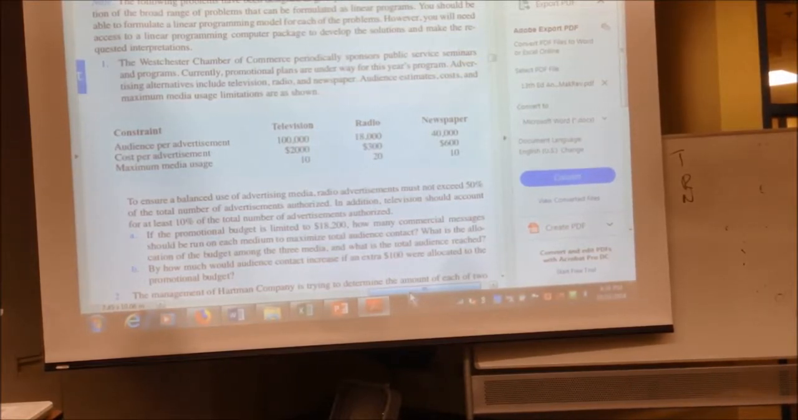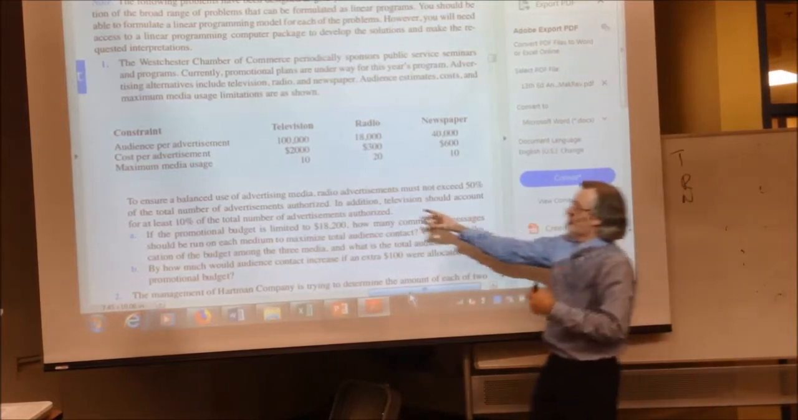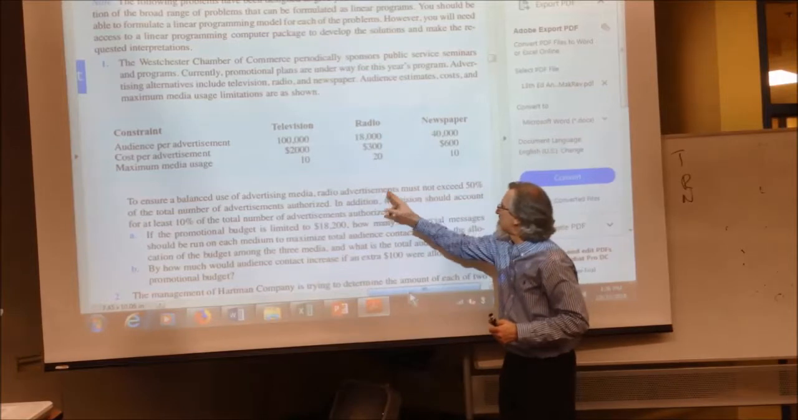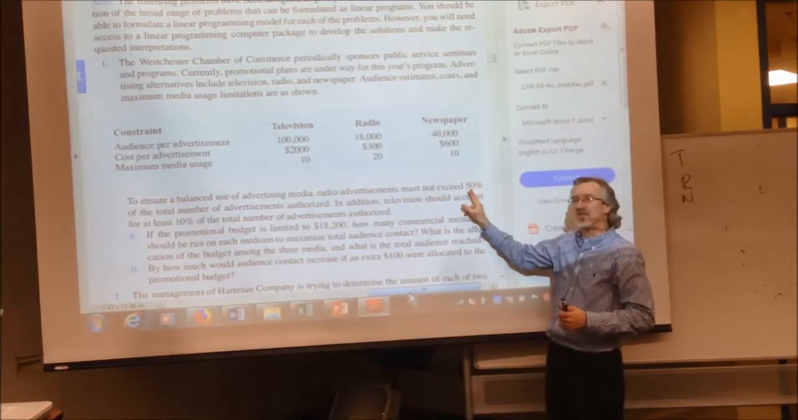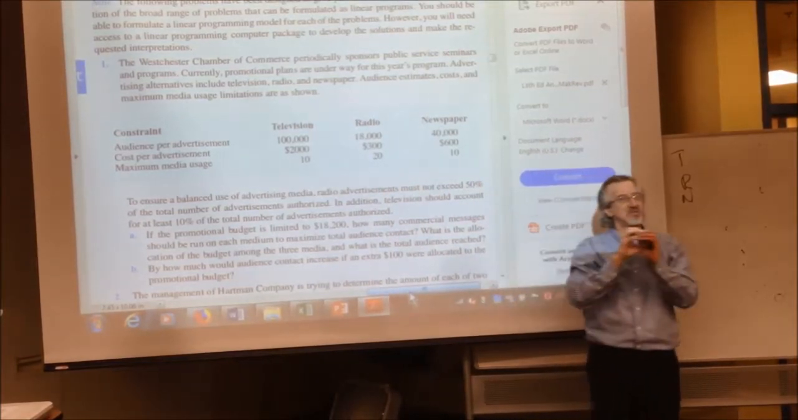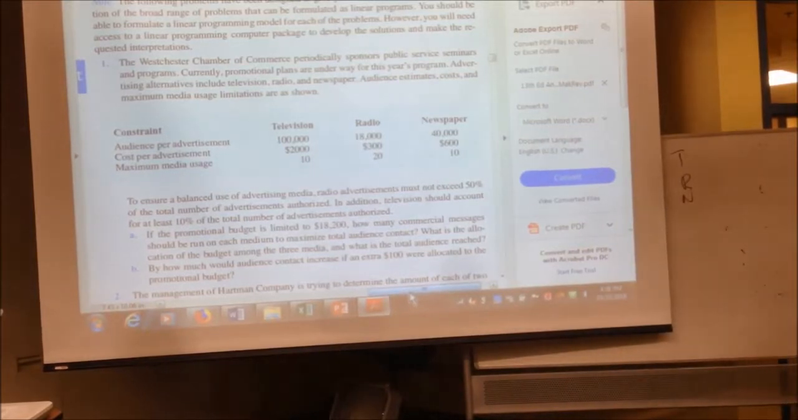You ready? My hint, when you get these sentences like this, you got a lot of these coming up, is to write it out exactly as it reads, and then figure out how to change it to fit the software. I'm going to write it out just like the words. Radio advertisements must not exceed. Radio advertisement is represented by R. I'll start right there. Must not exceed 50% of something.